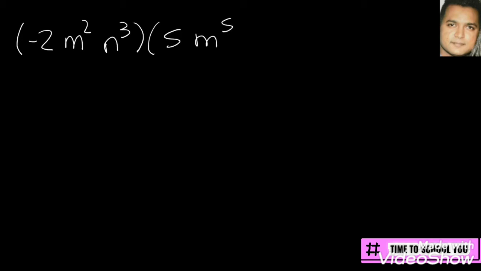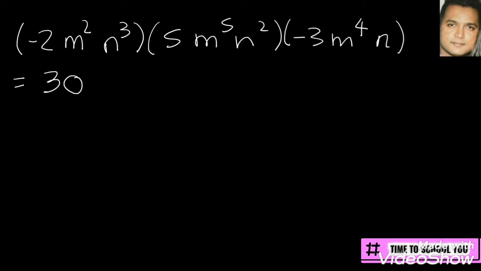In the next example, we have minus 2 m squared n to the power 3 times 5 m to the power 5 n squared, and again minus 3 m to the power 4 times n. Basically these brackets mean multiplication, so we need to multiply the numbers first. So minus 2 times 5 times minus 3, we know that to be positive 30, because there are 2 minuses from all the numbers that we multiplied.